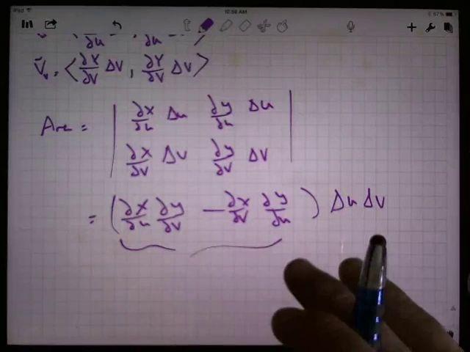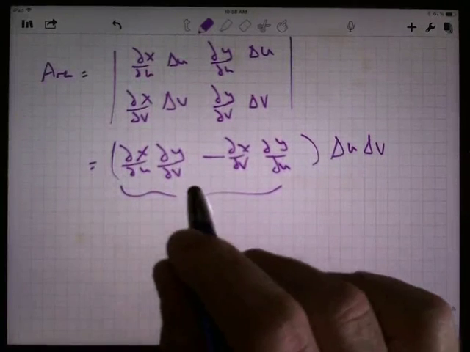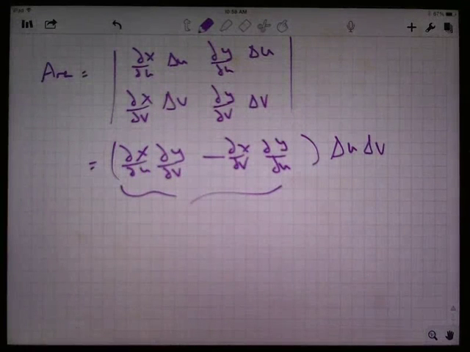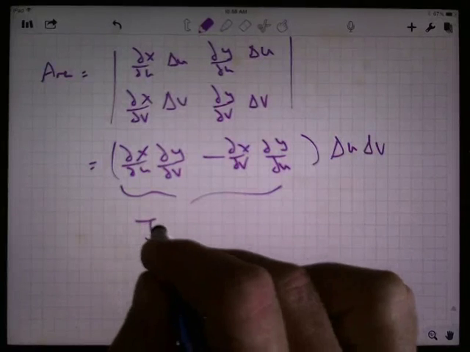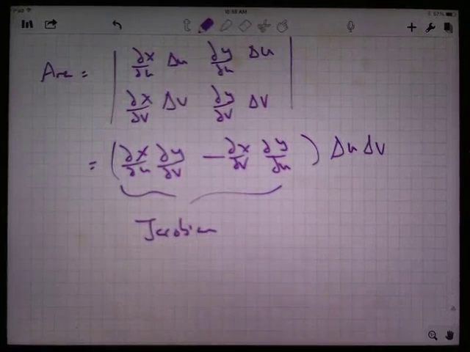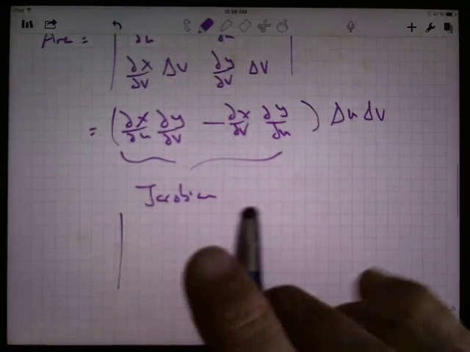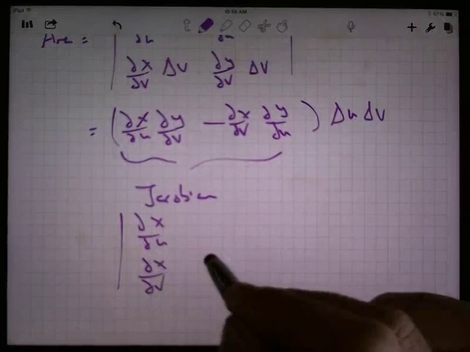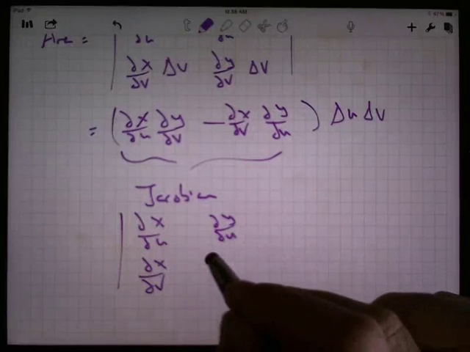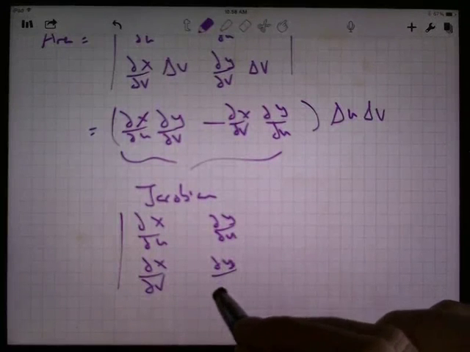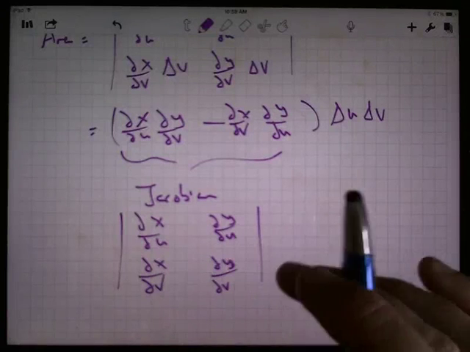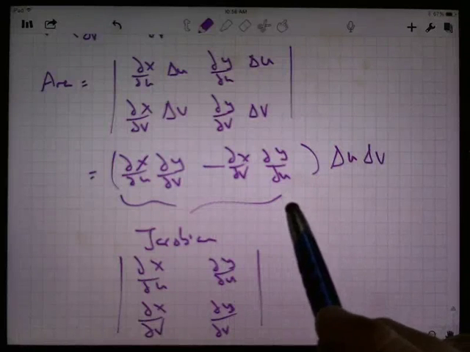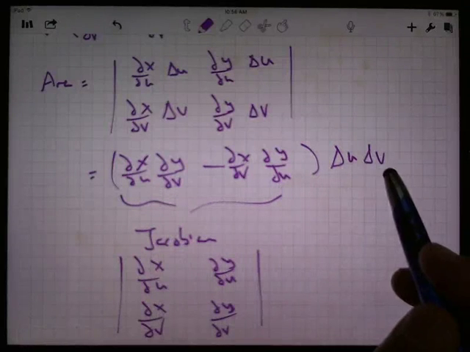This right here is this determinant without the u's and v's in it, and it's what's called the Jacobian. It's the determinant of the matrix that's just got all the partial derivatives, partial x with respect to u, partial x with respect to v, partial y with respect to u, partial y with respect to v. And that is the change of area element. The dA turns into the Jacobian times du dv.